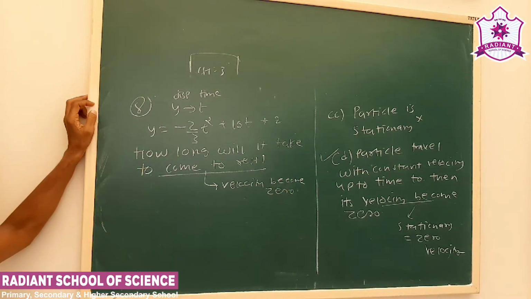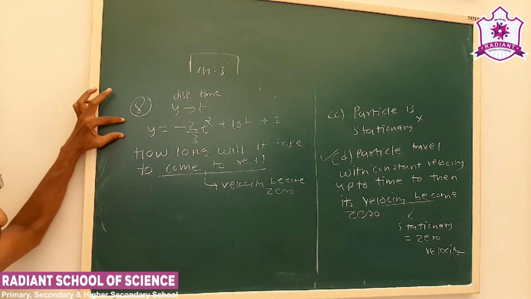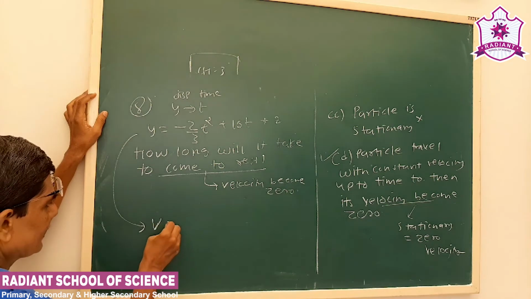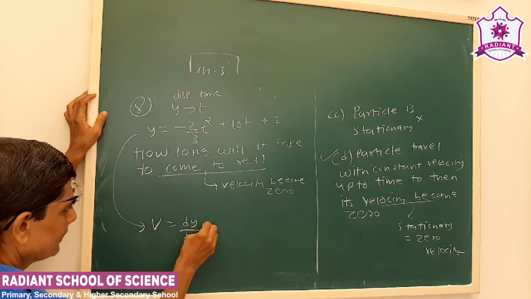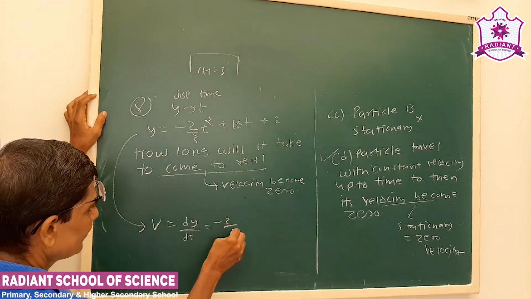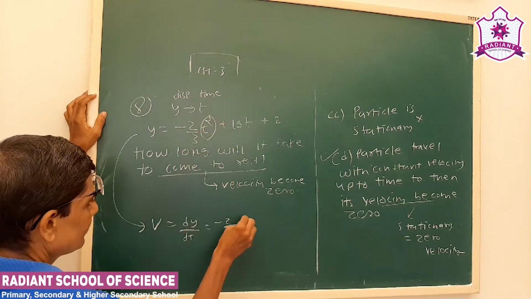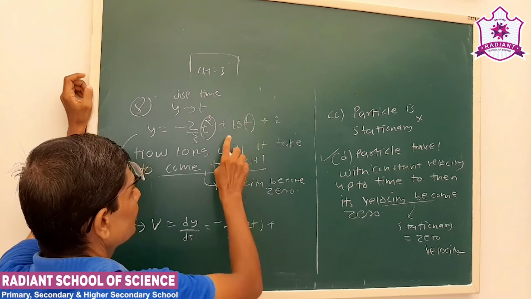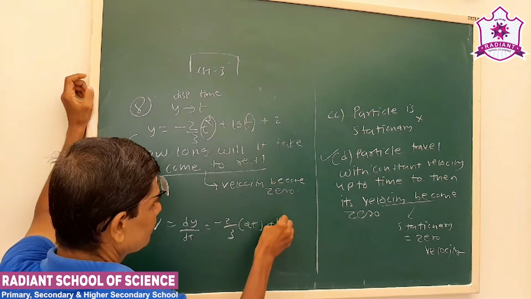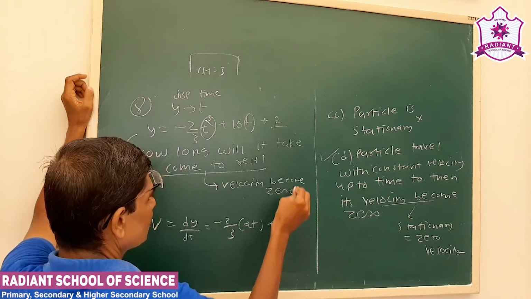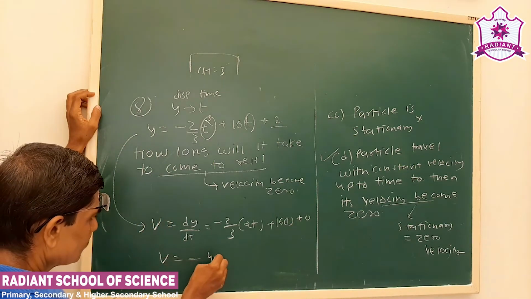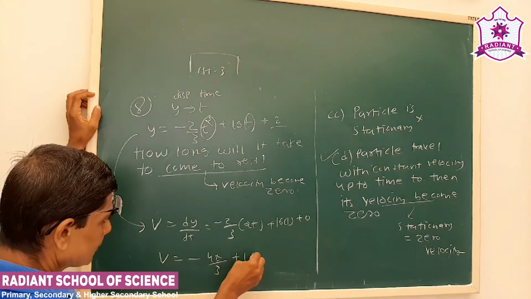Okay, we also know that the time rate of derivative of displacement gives the velocity. So if I take the derivative here, velocity is dy by dt, minus 2 by 3. What is the derivative of t square? 2t. What is the derivative of 16t? 16 is a constant and the derivative of t is 1, and 2 is a constant term, so its derivative is 0. So what is the equation of the velocity? Minus 4t by 3 plus 16.